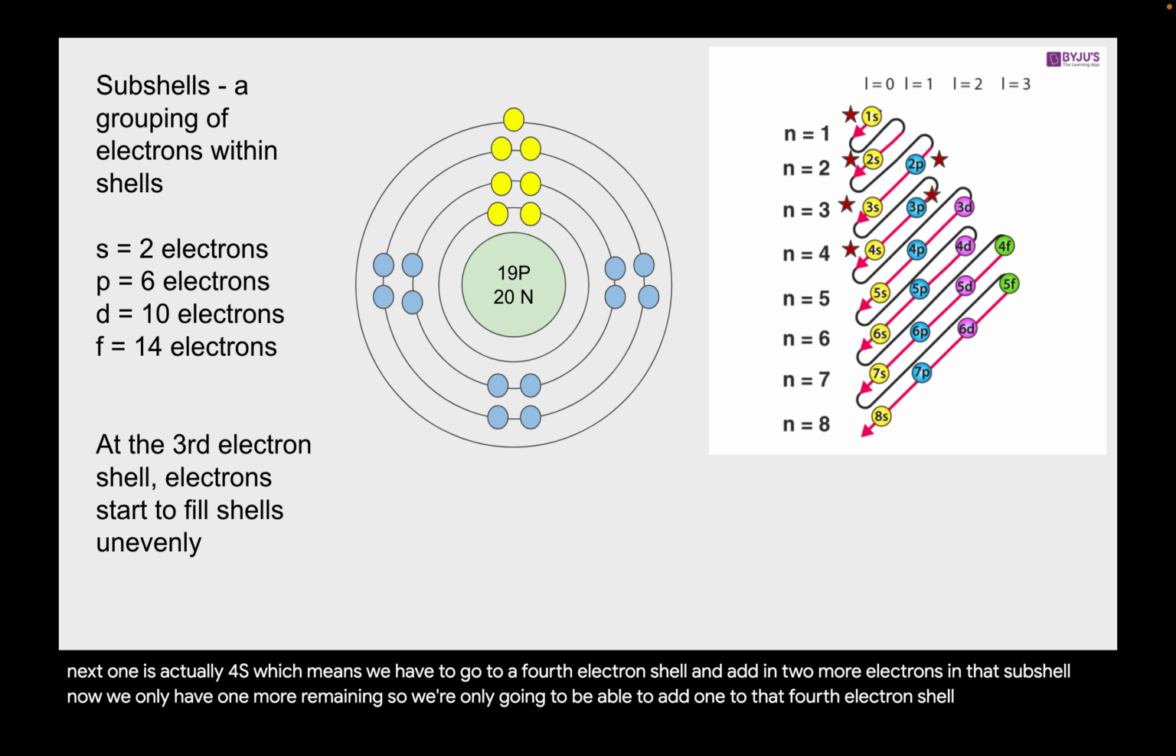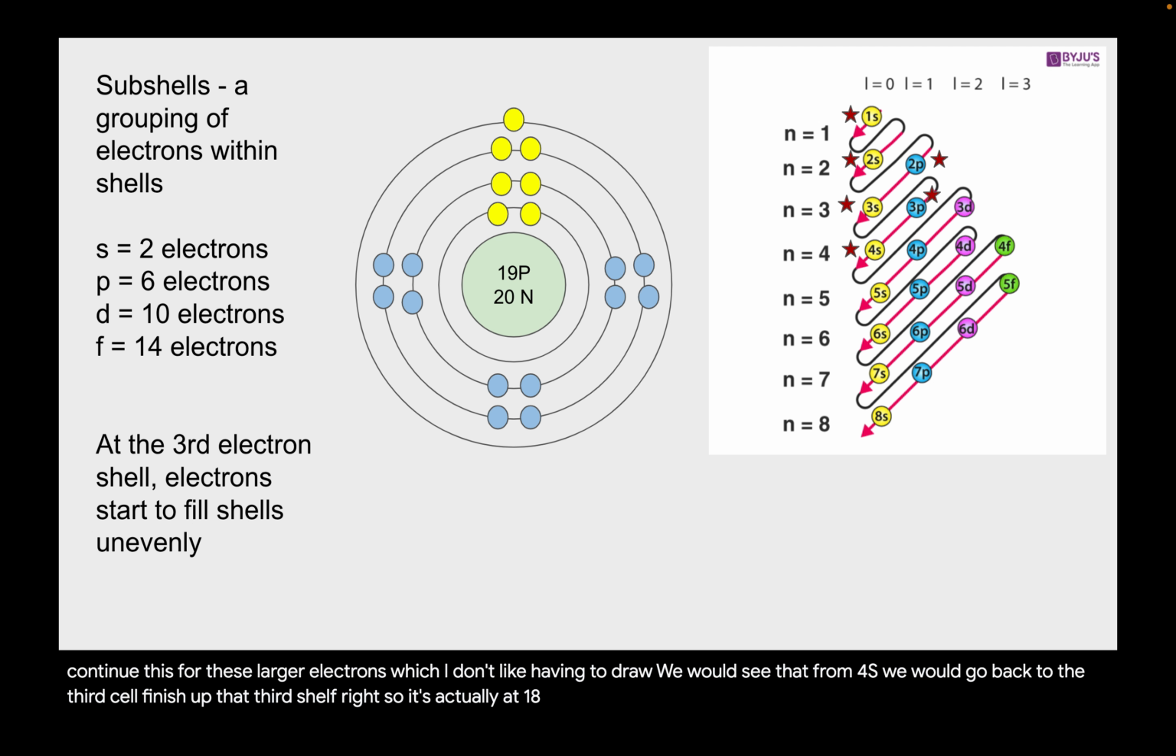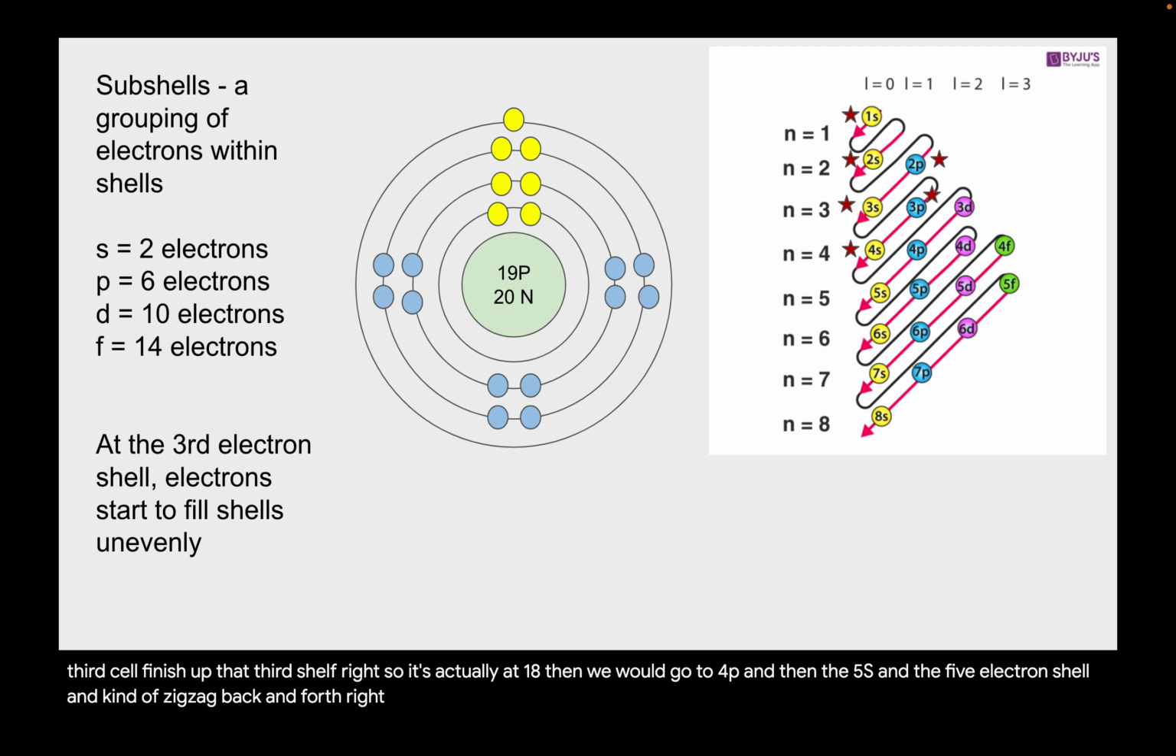Right? If we were to continue this for these larger electrons, which I don't like having you draw larger electrons because A, it gets complicated, and B, that's just a lot of little dots that you have to draw. We would see that from 4s, we would go back to the third shell, finish up that third shell, right? So it's actually at 18. Then we would go to 4p, and then the 5s and the 5 electron shell, and kind of zigzag back and forth, right? So they're really starting to fill unevenly once we reach that third electron shell. Again, I don't expect you to know this for an exam, right?